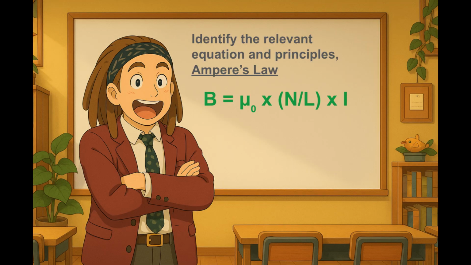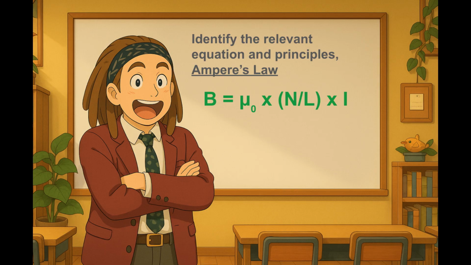Step 7. Additional insights and considerations. It's important to remember that the formula B equals mu naught n I is an idealization. It assumes an infinitely long solenoid and calculates the field exactly on its central axis. For real solenoids, the field near the ends is not uniform, it's weaker and spreads out.